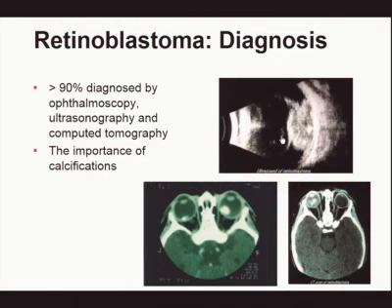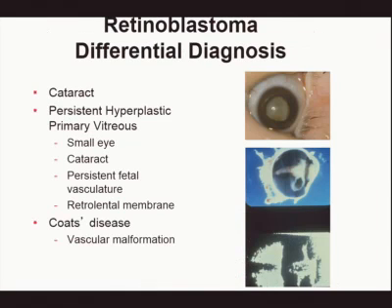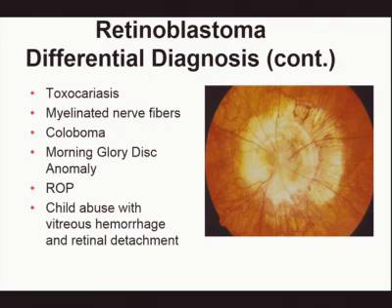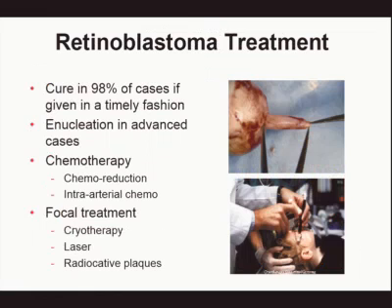When they come and see the eye doctor, we're going to be doing a dilated eye exam, checking an ultrasound of the eye and checking a CAT scan and looking for calcifications. So you can see the calcifications showing up on the scans there. Differential diagnosis for leukocoria, it could be a cataract or PHPV. Coats disease, toxo, a coloboma, myelinated nerve fibers, morning glory disc anomaly, retinopathy of prematurity, child abuse. So lots of different things, but all of them need to be evaluated.